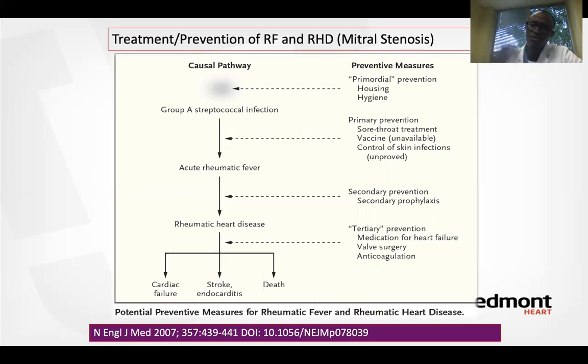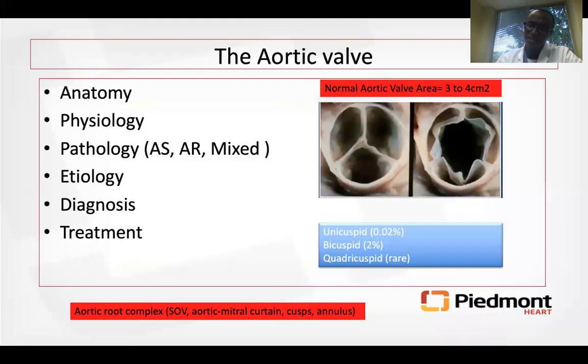Therefore, what I'm trying to show you here is that if we intervene early in this group of patients with high risk of rheumatic heart disease, we can make a dent in the pathophysiology of the disease and also the prevalence of this lethal disease. This is the end of my lecture series for part 1.